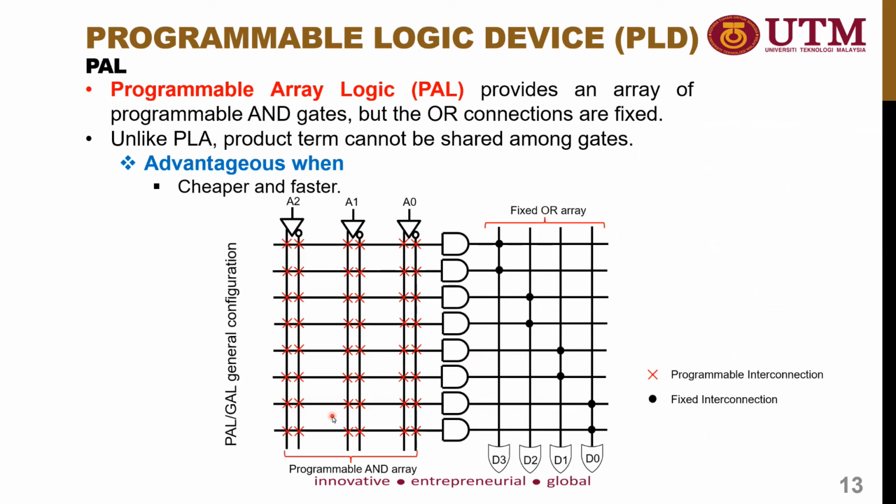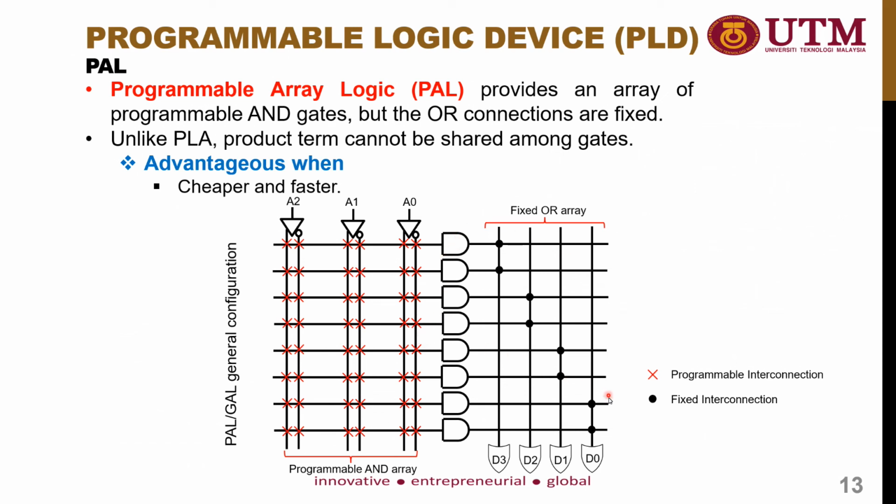So this is the PAL or GAL general configuration. You see here, the AND array is programmable, but the OR array is already fixed, so you cannot program your own OR array. For example, if D0 has the output of AB plus A2 A1 plus A1 A0, you can just program it inside the programmable AND array because this connection is already fixed.